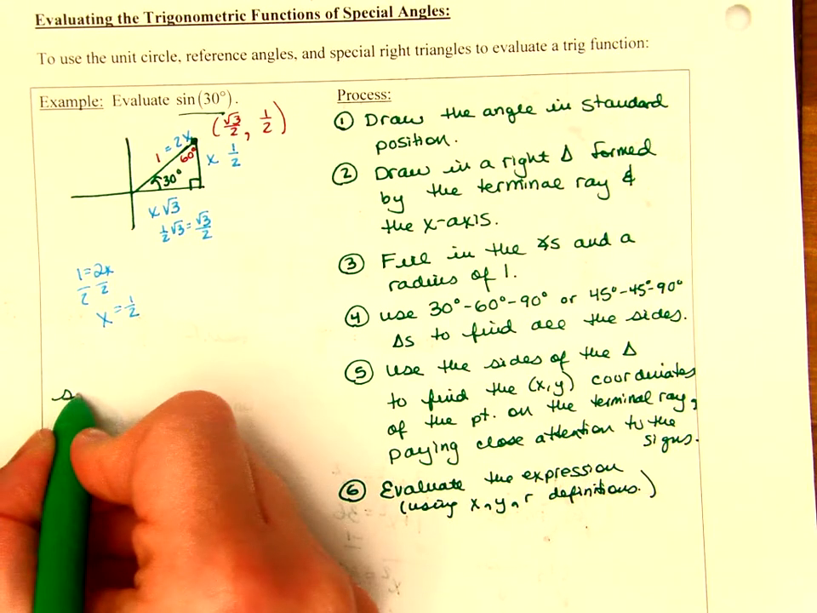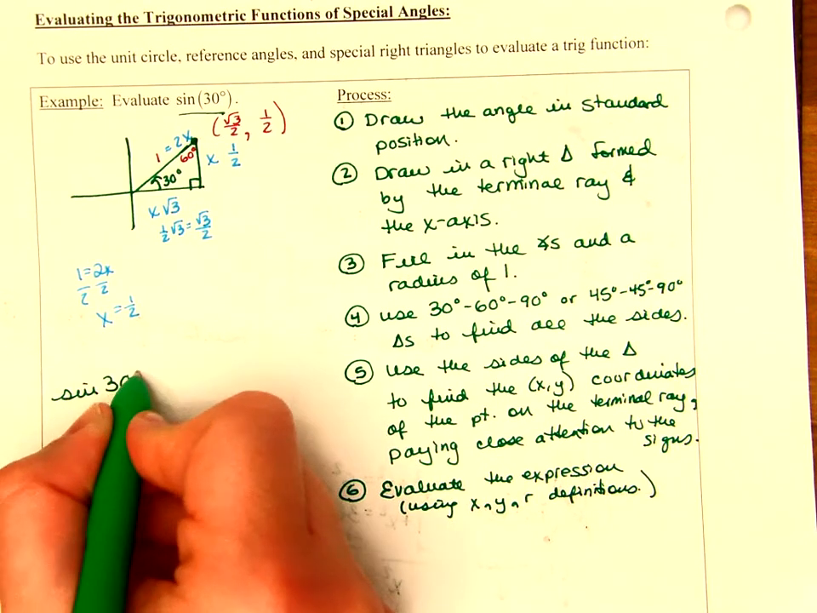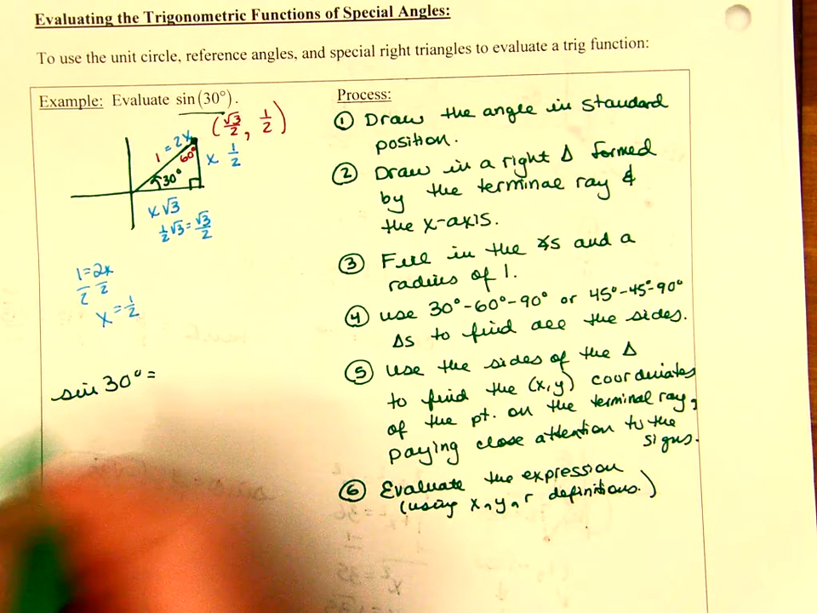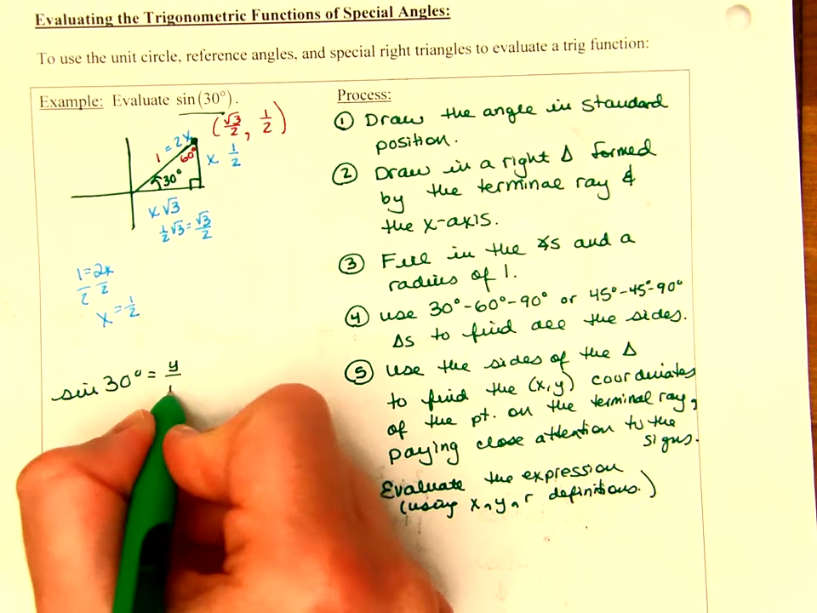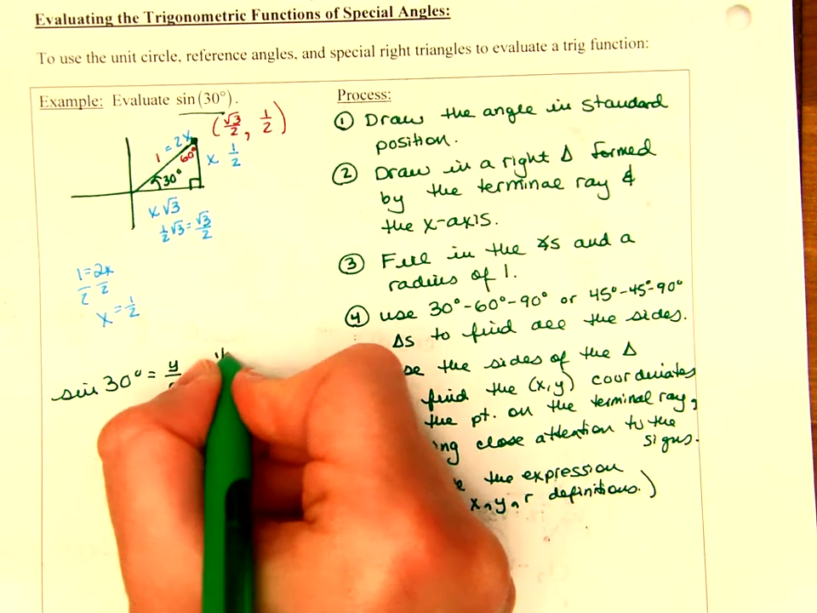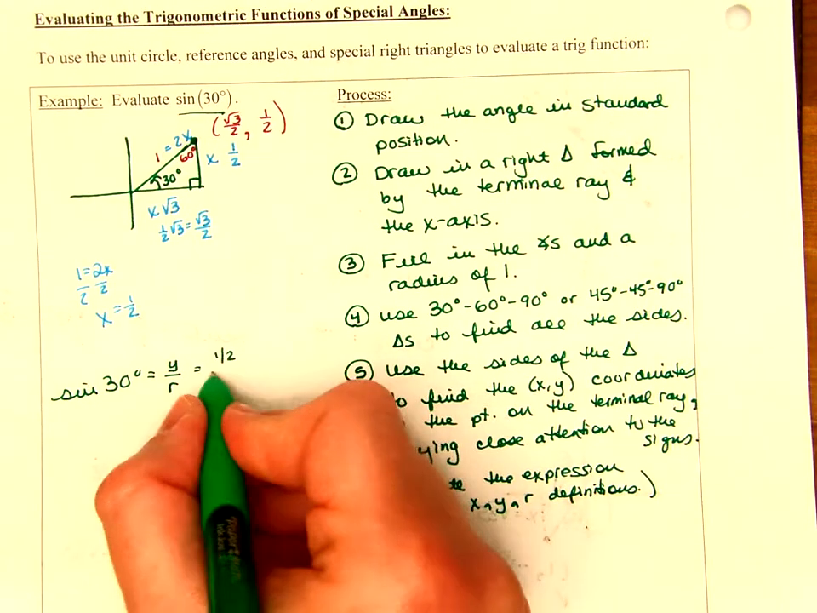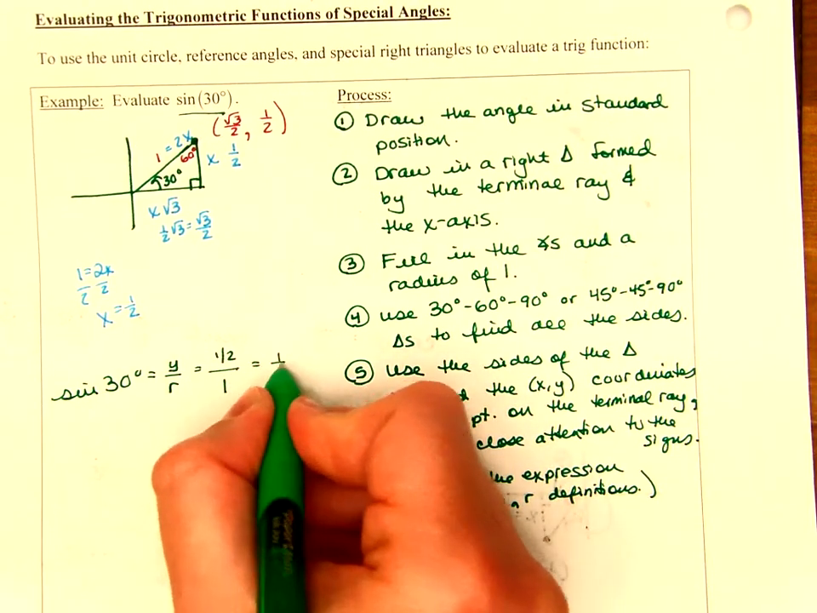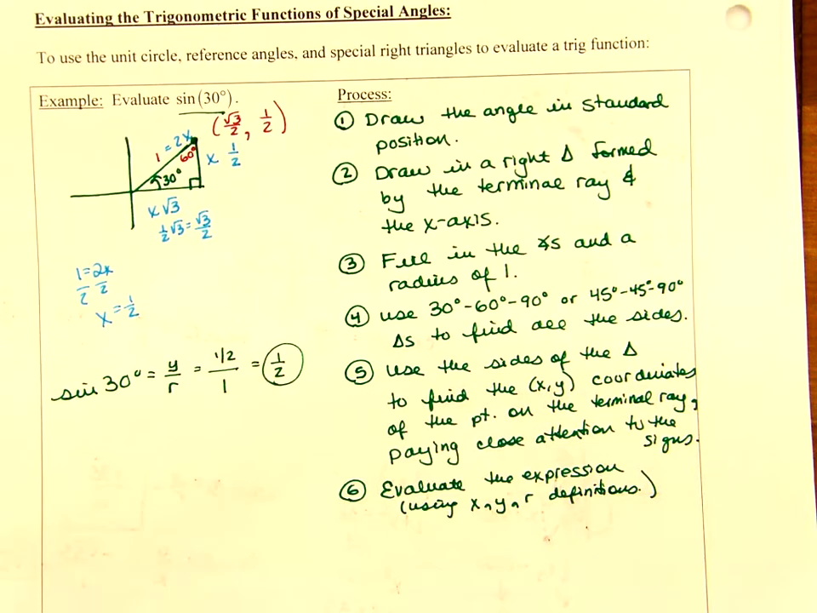Looking for the sine of 30 degrees. According to what we saw in the last video, that's the y-coordinate over the radius. What's my y-coordinate here? It's half. What's the radius? 1. Half divided by 1? 1/2. The sine of 30 degrees is 1/2.